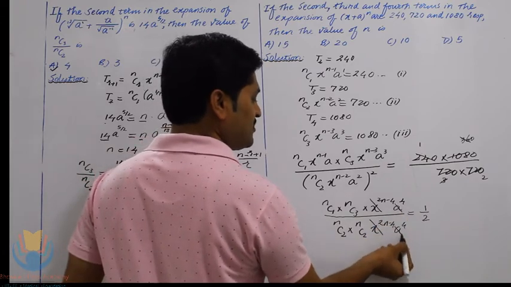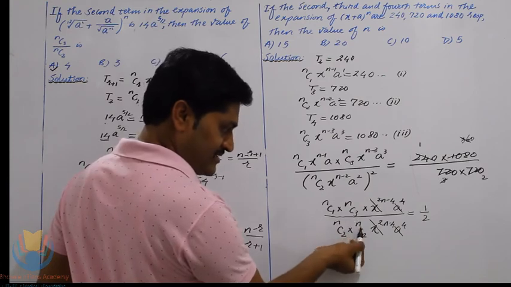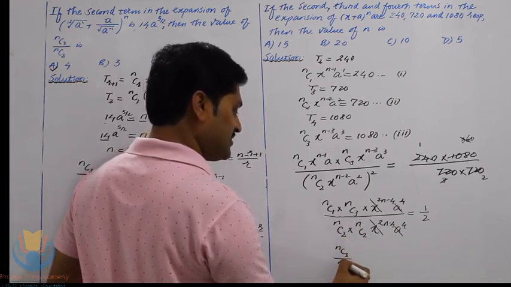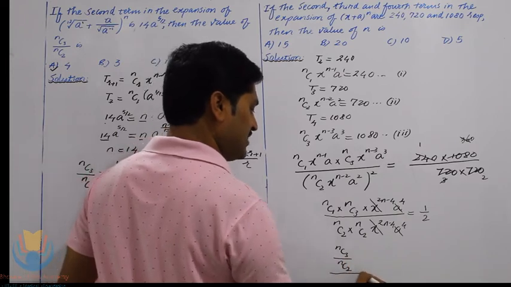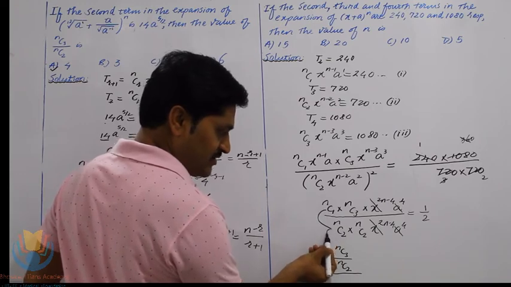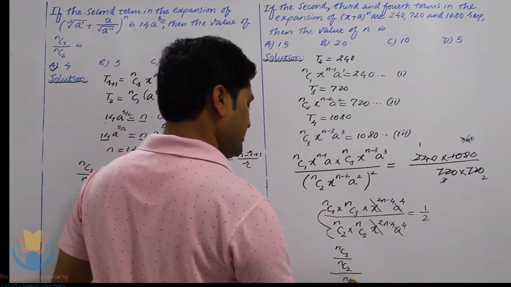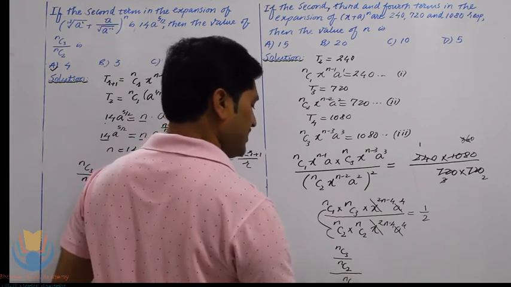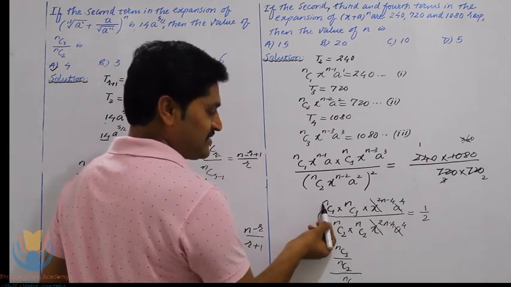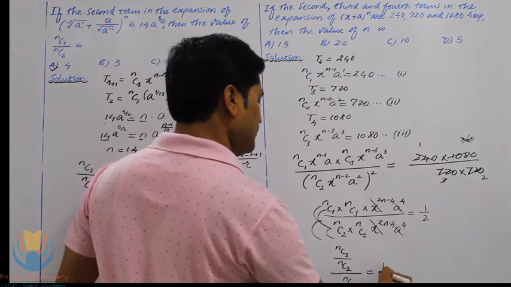The x raised to 2n minus 4 cancels, and a raised to 4 and a raised to 4 get cancelled, and we are left with simply, first we will write this as a first part, that is nC3 upon nC2, and that whole upon nC2 upon nC1. I repeat, we have written nC3 upon nC2 as it is, and I took nC1 in the denominator, and that is equal to simply half.